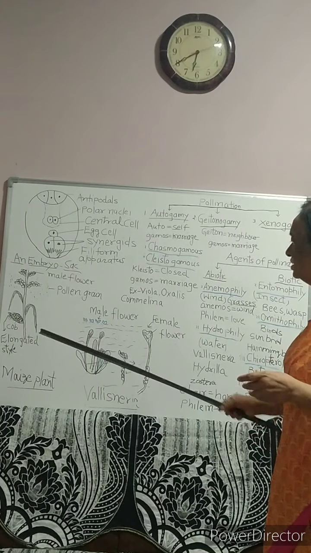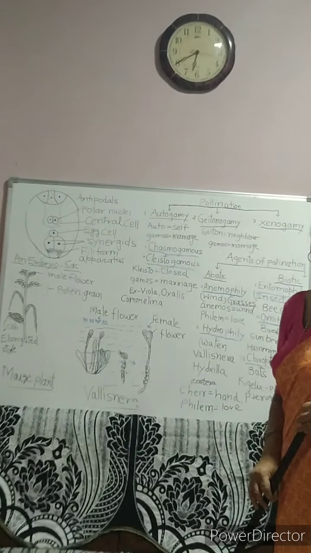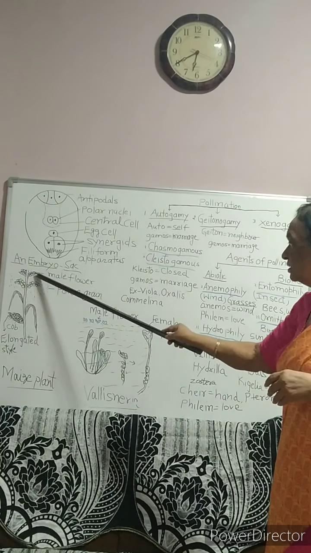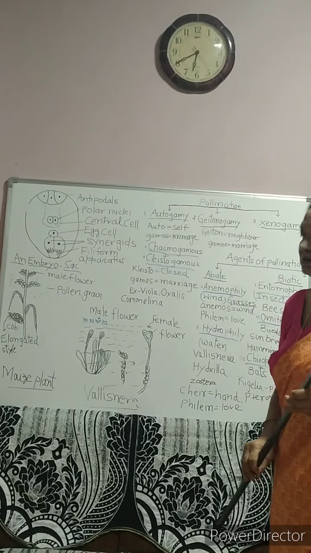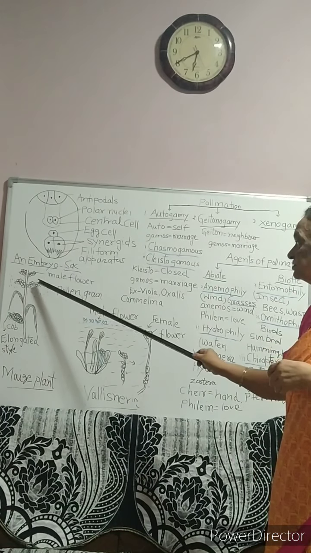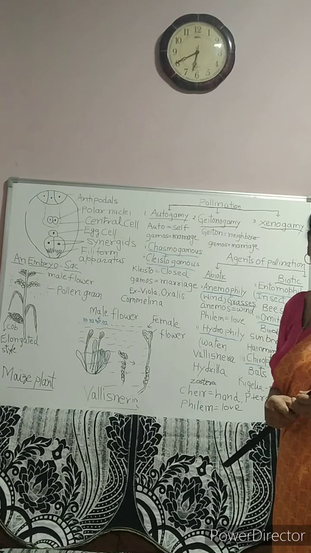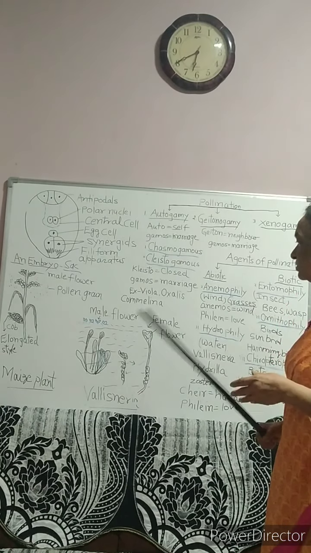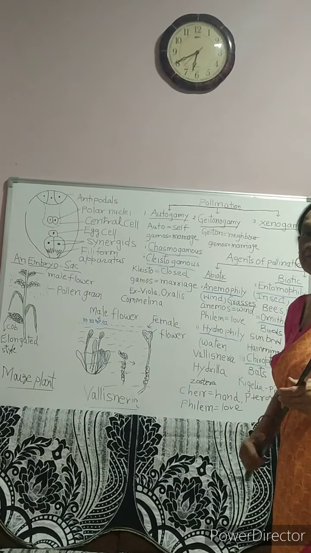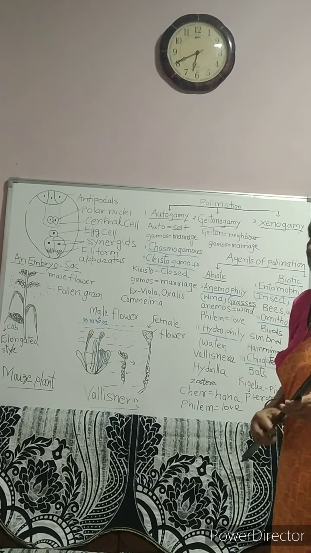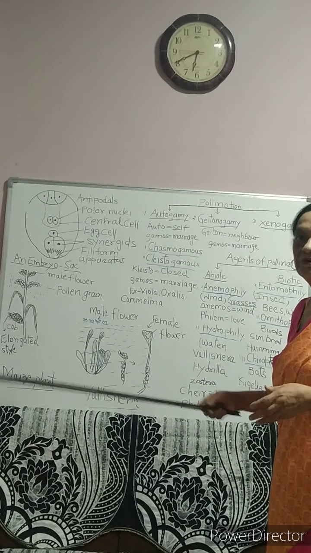You can see maize plant is monoecious. Monoecious means male and female flowers are borne on the same plant. Male flowers are inconspicuous, very small, light in weight. Female flowers are borne towards the lower side of the plant. Female inflorescence is called cob.